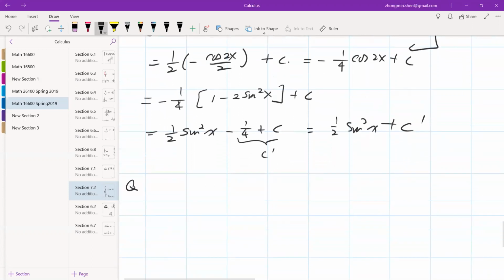So the next one is where you increase the power on one side. Then what is the next step? We did similar problems already, but this problem is essentially a cosine cube, sine cube x problem. Because this is going to be sine x times one minus sine square x.